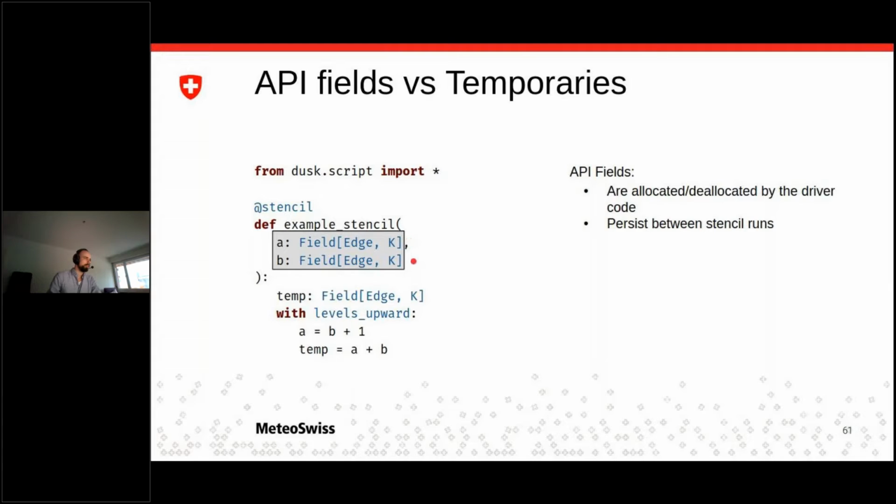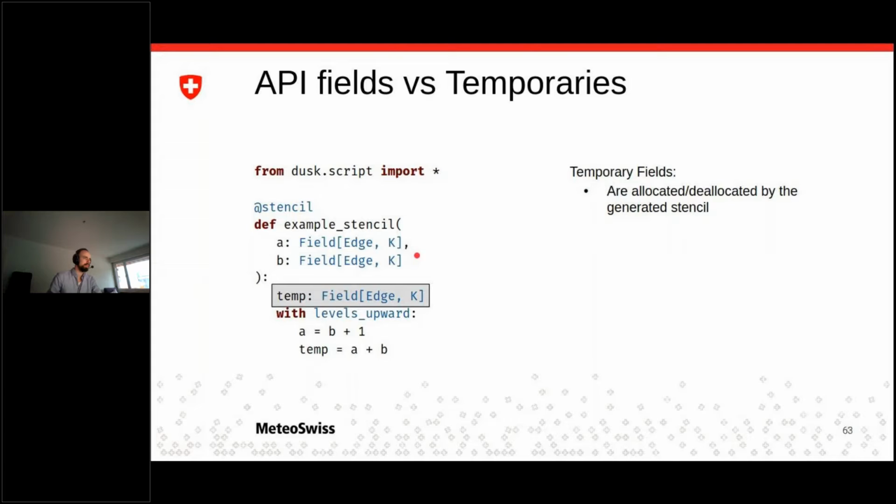Then they persist between stencil runs because they're initialized and allocated by the driver. So when the stencil starts, they are already there. When it stops, they will still be there. Basically, this means these fields are owned by the driver code. We use them while we run the stencil, but we don't own these fields. Then those temporary fields are allocated and deallocated by the generated stencil.